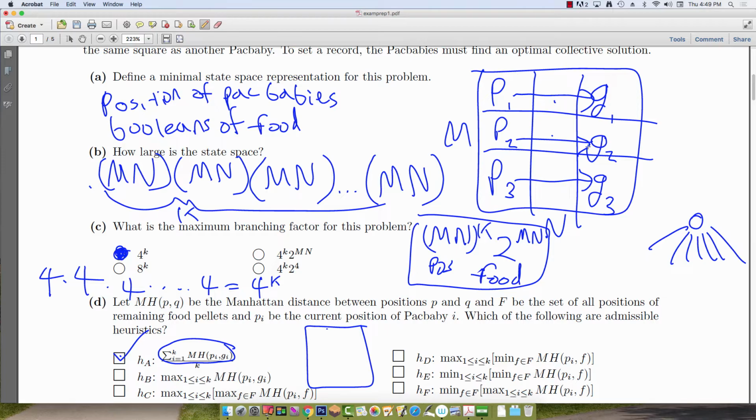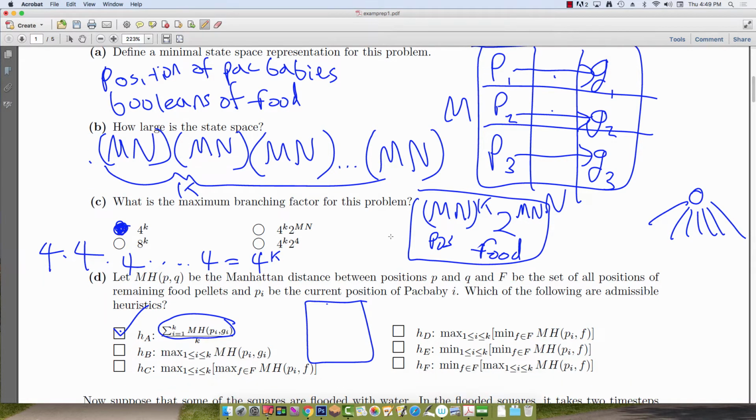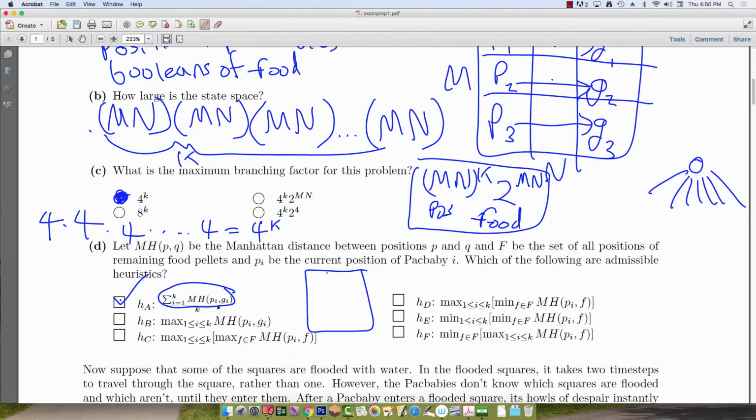And since in each time step they can only reduce this total distance by at most k, since each Pac-baby can get at most one step closer, and there are k Pac-babies, they can reduce the total distance by at most k every step. And so this therefore must be an underestimate, because they can't reduce it by more than k every step. So it cannot overestimate the total number of time steps to get to the goal in the most optimal case.